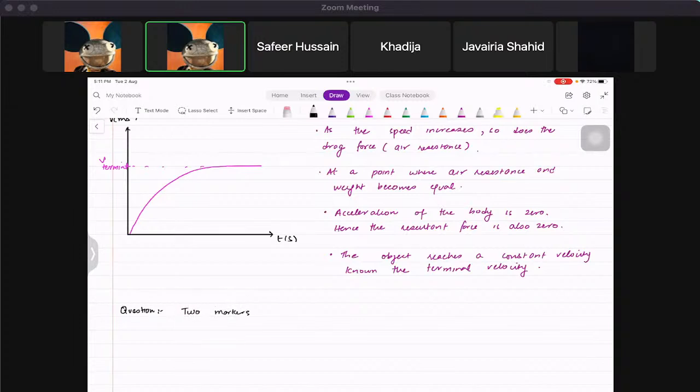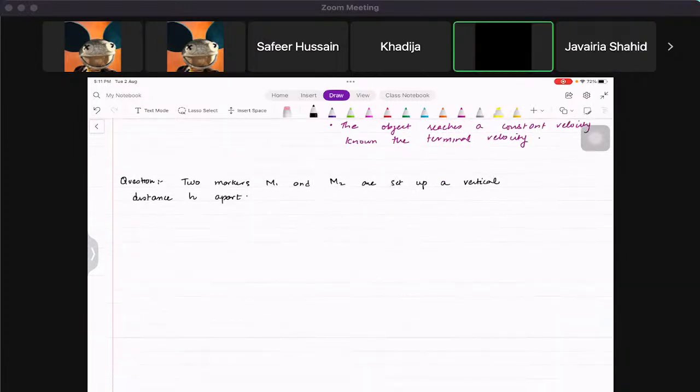Two markers, M1 and M2, are set up a vertical distance h apart. Okay. So they've also shown this.